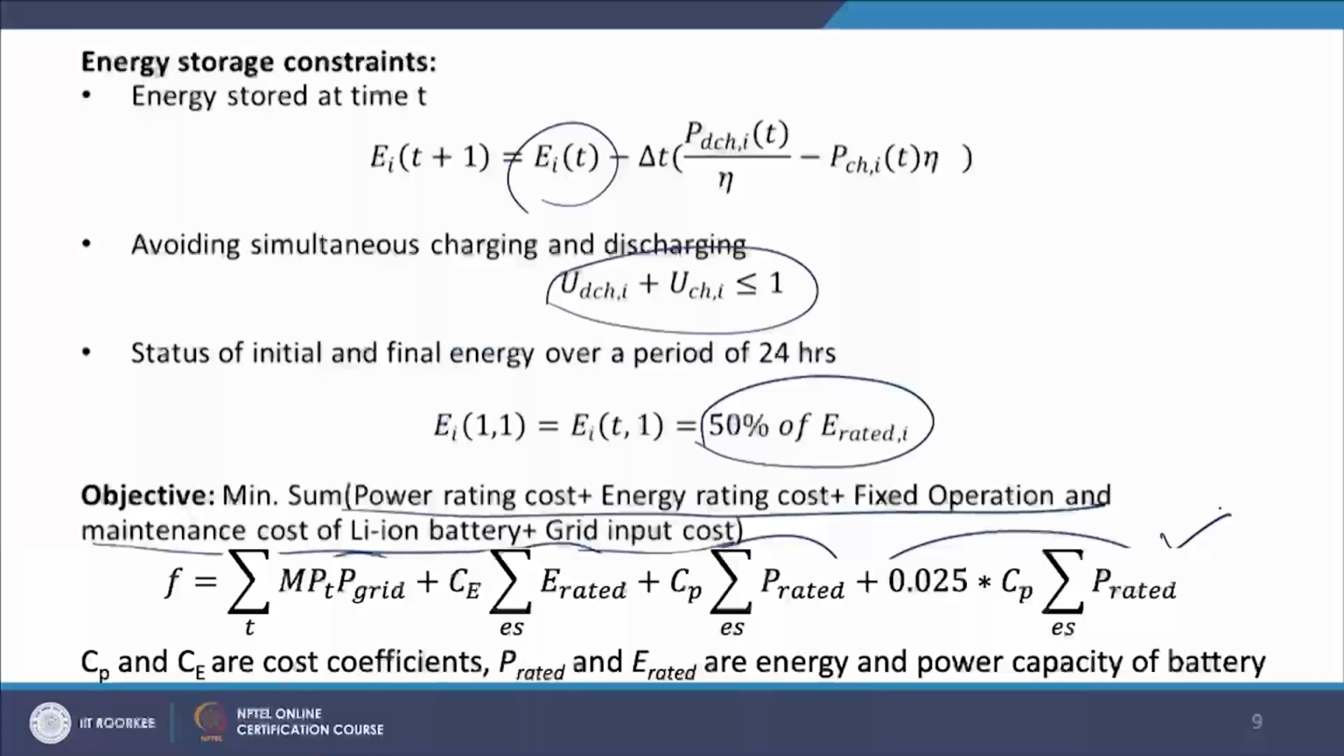So, what we are doing here, we are minimizing the sum of the cost related to power, energy, fixed operation and maintenance of a battery plus grid input cost, meaning the energy that we have taken from the grid, that cost. So, all the summation needs to be minimized. So, this is my objective function we have considered to minimize during my optimal process.